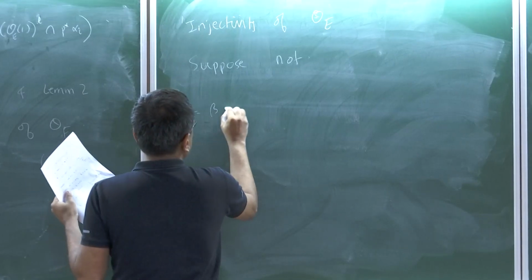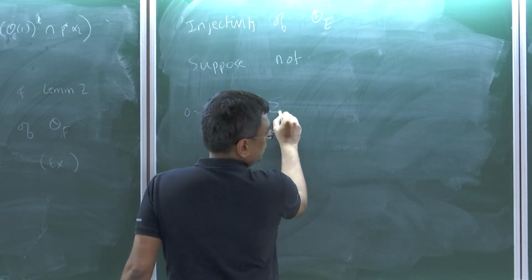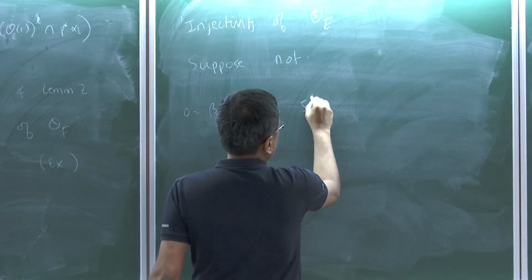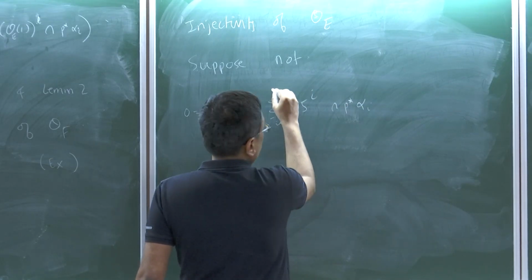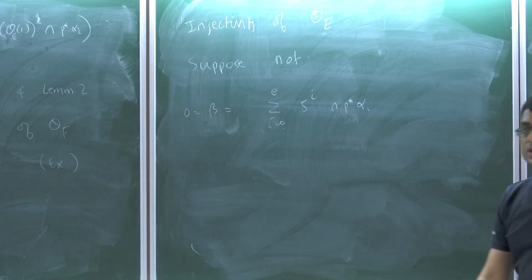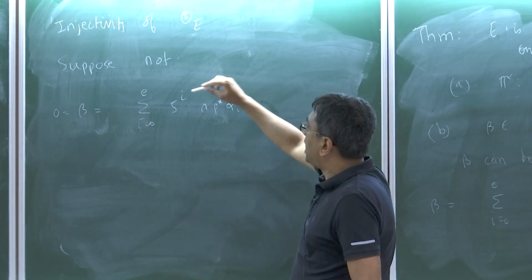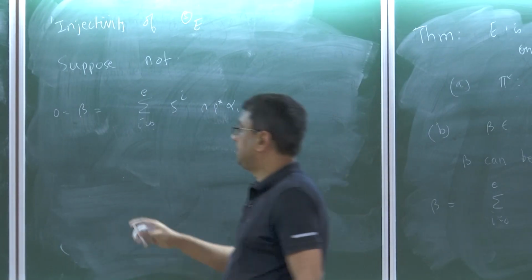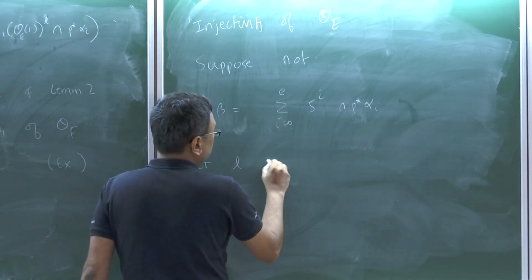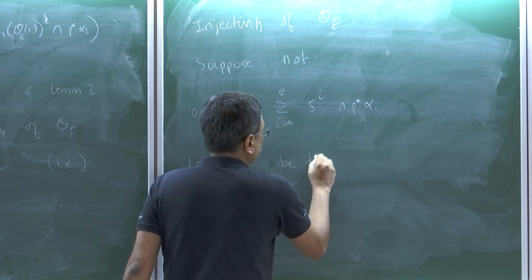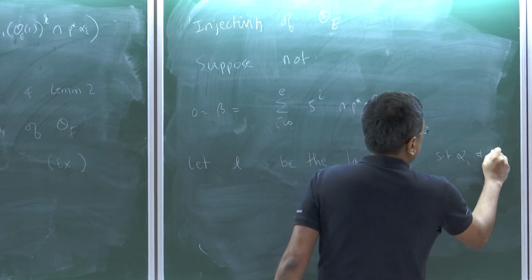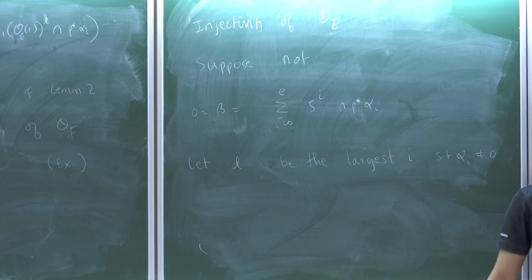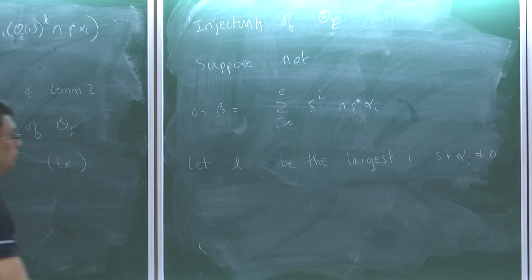So 0 equals beta equals the summation, where I write zeta for C1 of O(1), zeta to the power i cap p upper star alpha i, i equal to 0 to E. Suppose this is the situation. Then I am going to look at the largest i for which this alpha i is non-zero. So let L be the largest i such that alpha i is non-zero. If not, then there is some largest integer for which alpha i is not 0. So alpha L is non-zero.